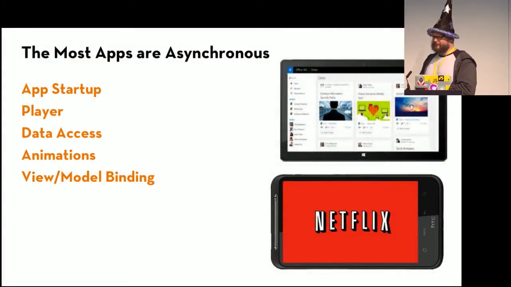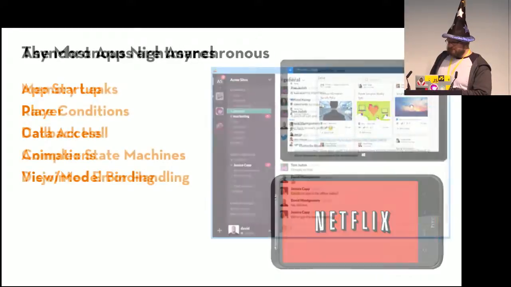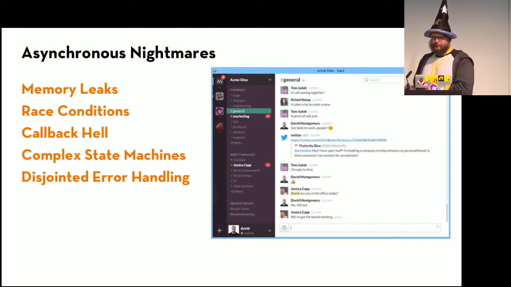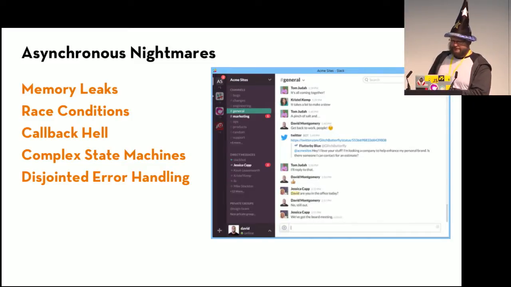So most of the things that we do in our apps are asynchronous, whether it's the app startup itself, so preloading any data to the player, to data access, to data animation, and even view model binding. But with that comes a number of problems, such as memory leaks, race conditions, callback hell, and that is a real thing, and I'll actually show you an example of that. Complex state machines and disjointed error handling. Where exactly do my errors go? I don't know.